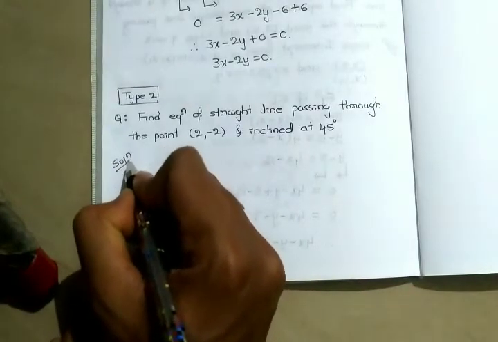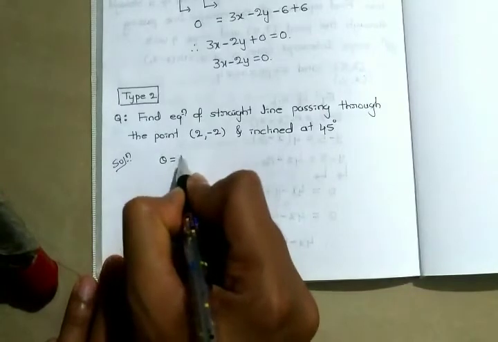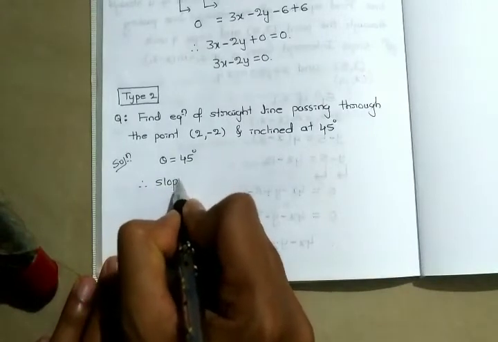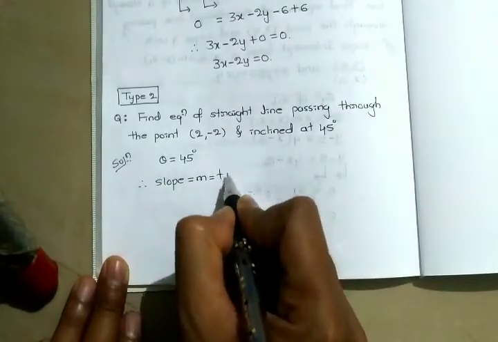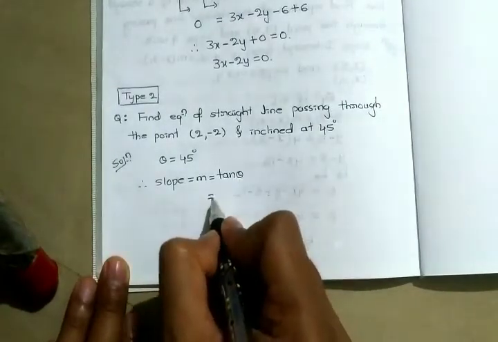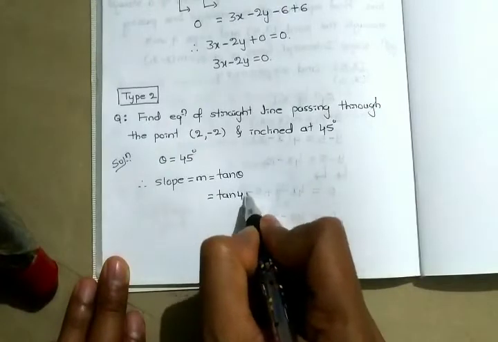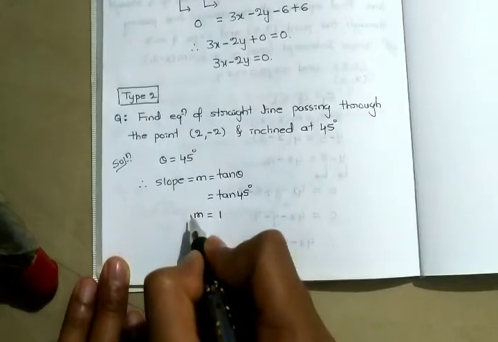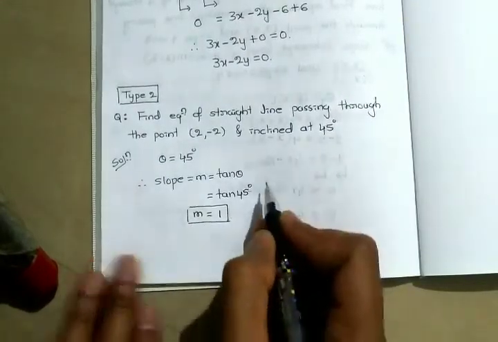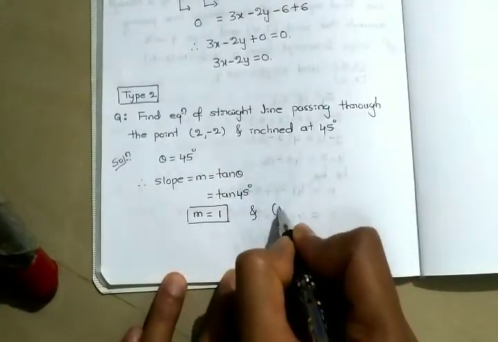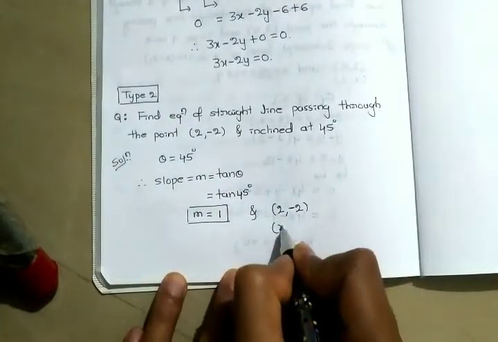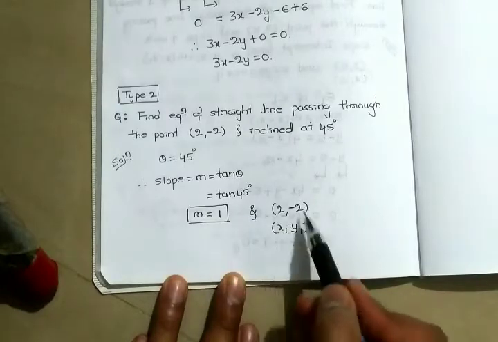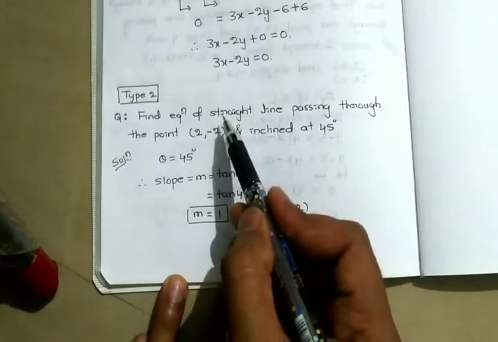Solution. Angle is given, theta is equals to how much degree? 45 degree. Therefore, you know the slope formula. Slope m is equals to, what is the formula? tan theta. Which is equals to tan, substitute 45 degree. You know tan 45 degree is how much? 1. Therefore, m is equals to how much you got? 1. Okay. And already one point is given, 2, minus 2. So this is the value of x1, y1. So next, you got the m value and already one point is there, x1 and y1. Next you need to find out which value?